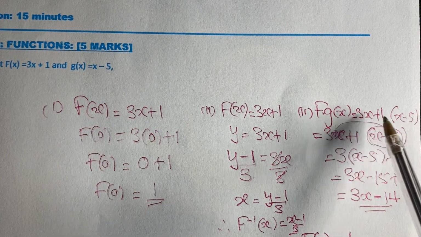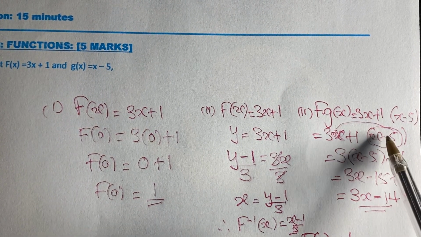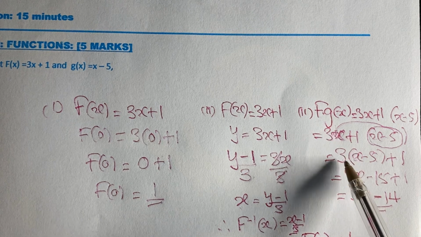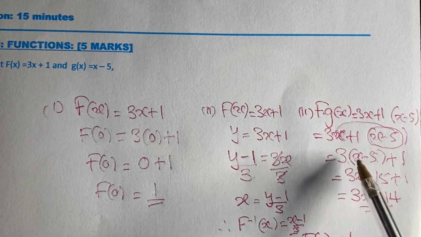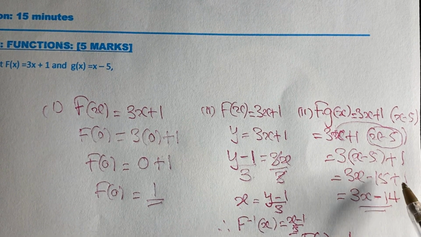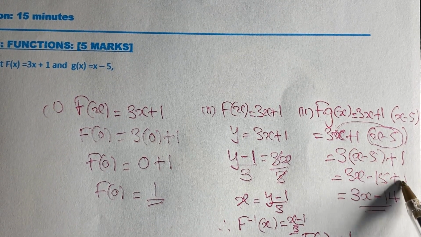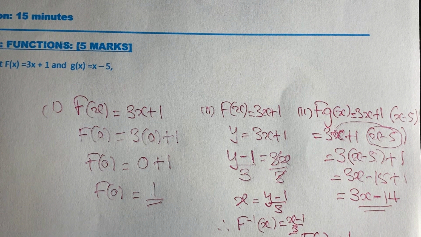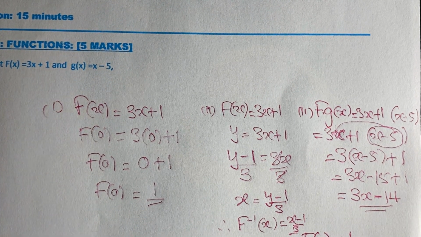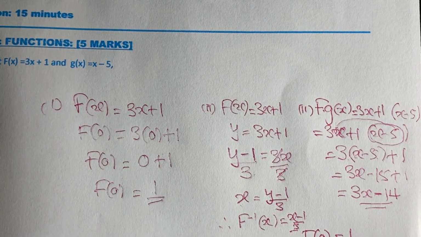So you say x minus 5, you replace it on x. So this is x minus 5 on x. So we say 3 times x, 3x. 3 times 5, 15 plus 1. So this is 3x, and then negative 15 plus 1, negative 14. In an exam, it means you've answered the question carrying about 5 marks.